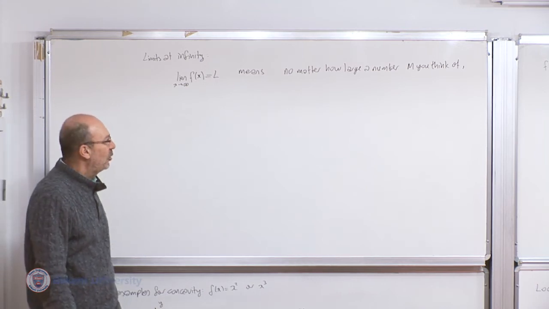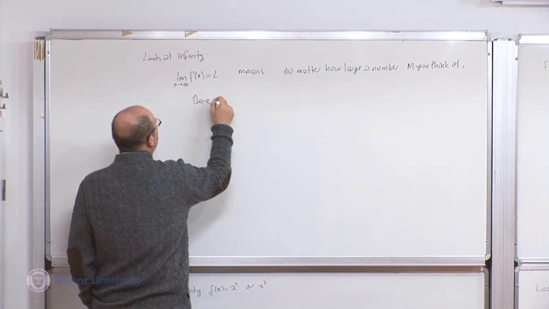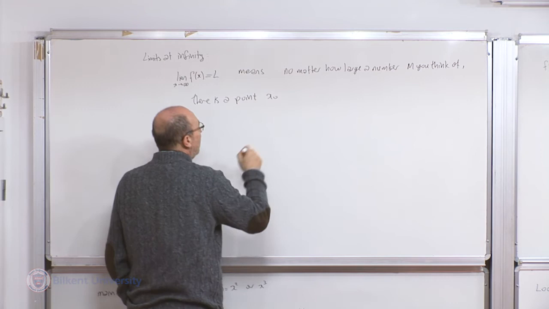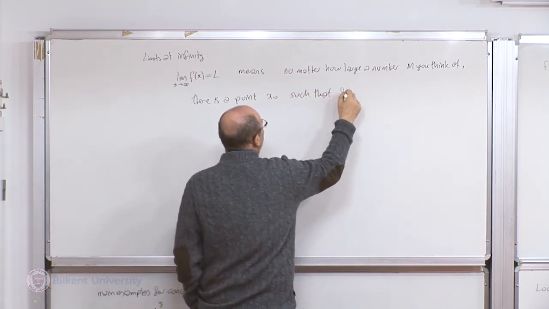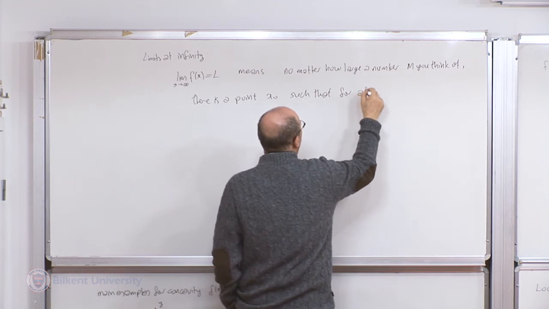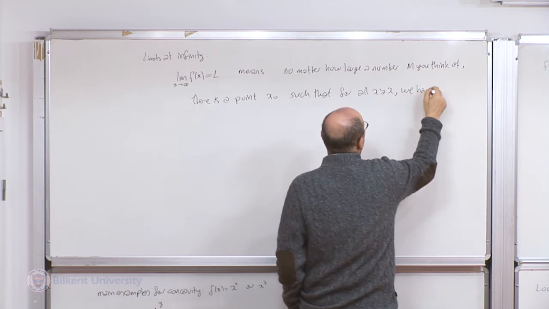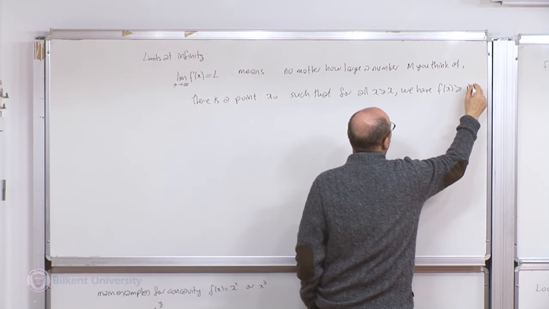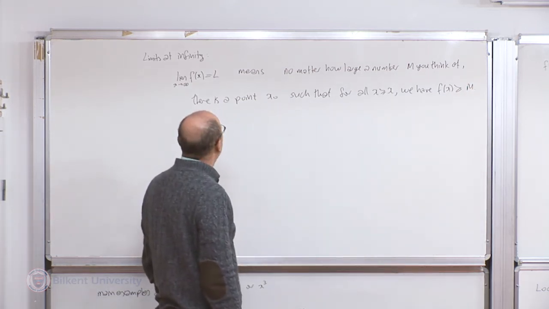So this is like this. You think of a huge number, okay, there is a point x sub 0, let's say, such that for all x larger than or equal to x sub 0, we have f of x is larger than or equal to the number you think of. No, I told you the limit is infinite.